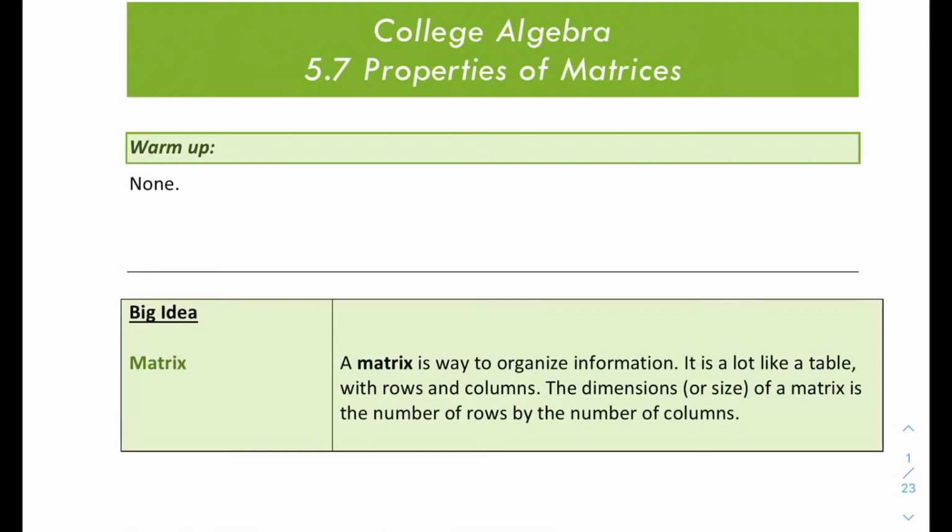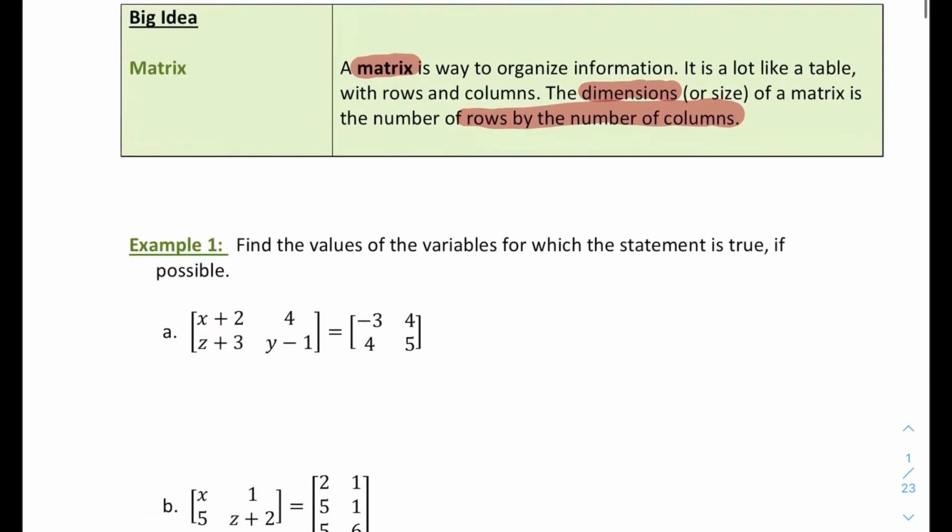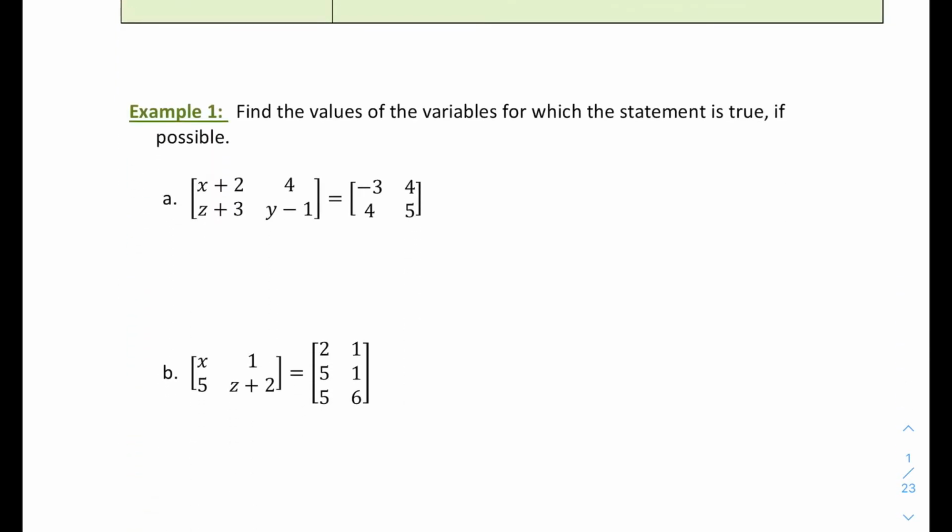So we're going to start matrices, which a matrix is basically a way to organize information, a lot like a table. They have a dimension or a size that's defined as the number of rows by the number of columns. So for example, in this one down here that I'm highlighting, it has 3 rows and 2 columns. So it is a matrix of dimension or size 3 by 2. That's going to be important later to know how to label and define your dimensions.